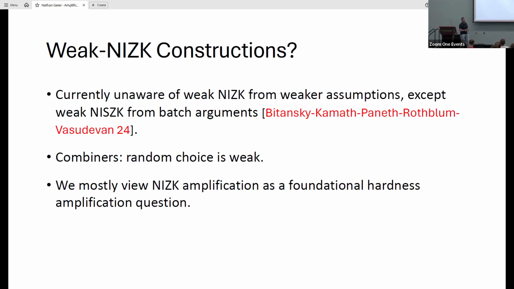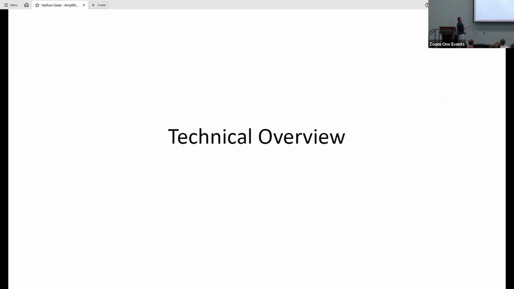And lastly, we just view NISQ amplification as a foundational hardness amplification problem. It is often not trivial how to amplify more advanced primitives. Okay, let's move on to the technical overview.